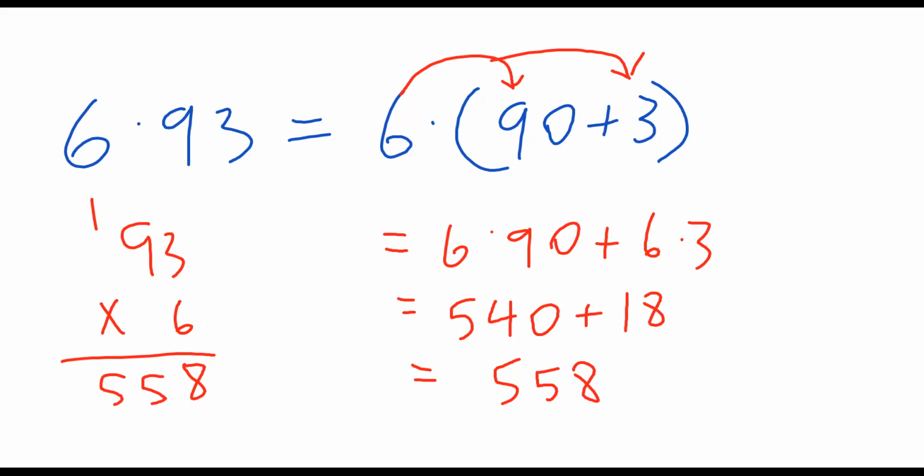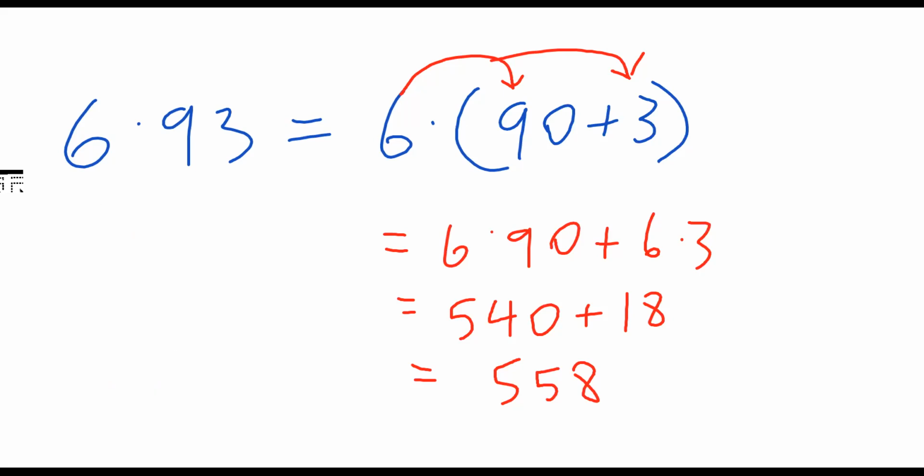If you don't believe me, we can look at it another way. While I could put the 93 first, I could put the 6 on top, and I could multiply it this way. In doing so, I would take this 3 first. It would be 3 times 6, which is 18.